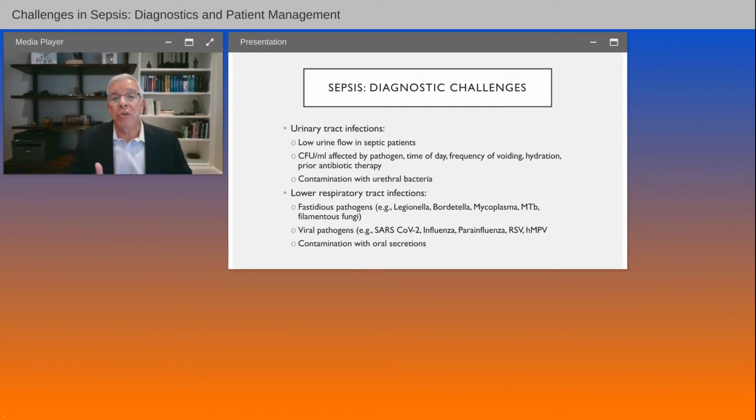The number of colony-forming units in that specimen is influenced by the pathogen, the time of day, in other words, how long the urine has been in the bladder, the frequency of voiding, the patient's hydration, and prior antibiotic therapy. All of those can reduce positive urine cultures. Contamination with urethral flora can also complicate the interpretation of that culture. For lower respiratory tract infections, many times a fastidious pathogen is responsible, and unless we suspect it, we won't detect it. We can have viral pathogens, as we saw with the SARS-CoV-2 pandemic, that are responsible for sepsis. And again, the specimen can be contaminated during collection.